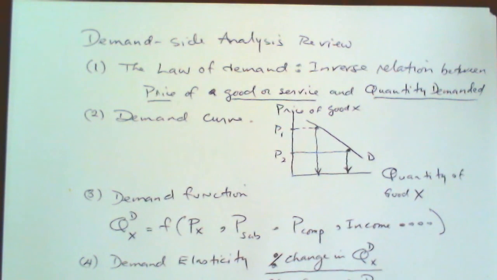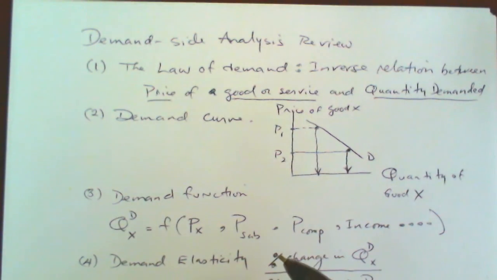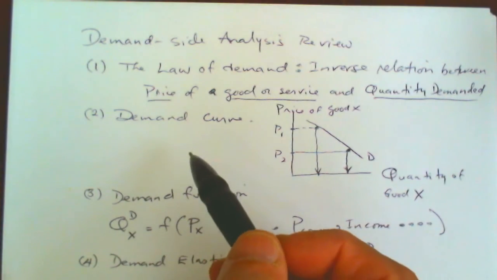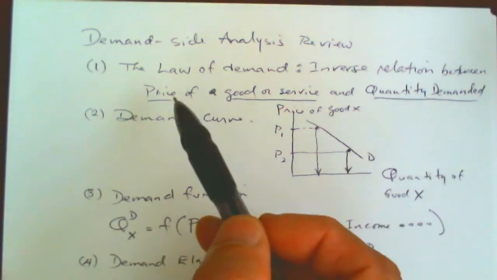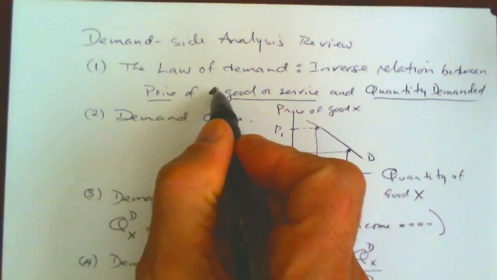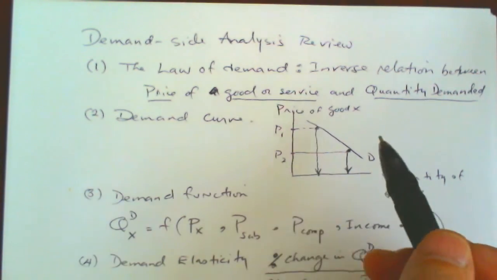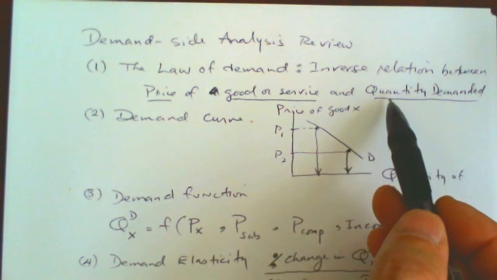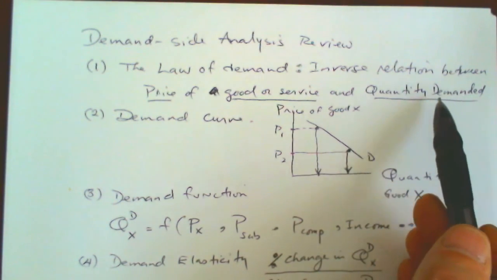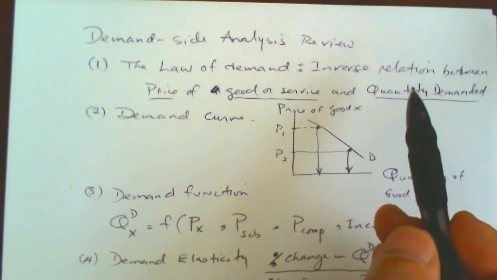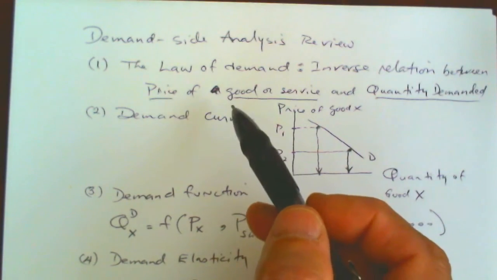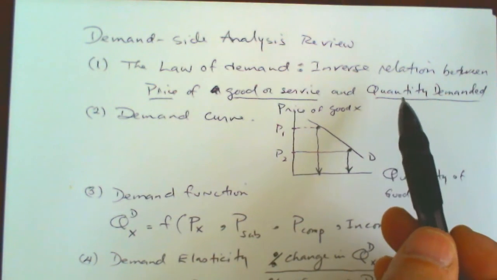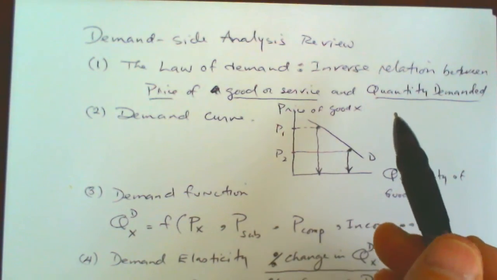Okay, we are going to have a quick review of the demand side analysis. We started off with stating the law of demand, which is essentially an inverse relation between price of a given good or service, for that matter, and the quantity demanded. This phrase, quantity demanded, is a deliberate phrase indicating that we are looking at the relationship between price of a good and how much of that particular good is demanded by consumers at different prices.